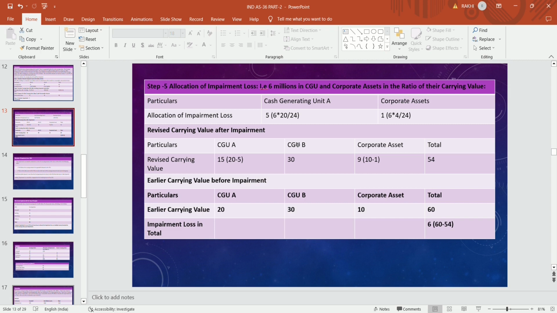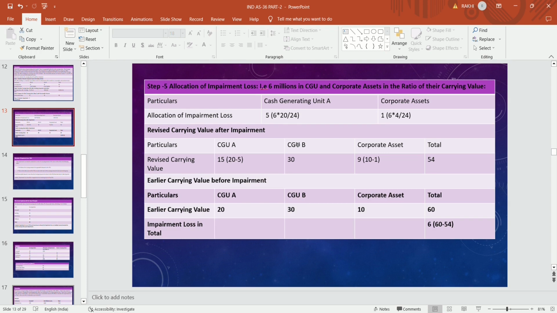The revised carrying value is, before impairment it was 20 million, and after the impairment loss of 5 million, it will become 15 million. There is no impairment in CGU B, so it will be as it is, 30 million. And there is an impairment in the corporate asset of 1 million, so before impairment it is 10 million, after impairment it will be 9 million. So in total it will become 54.